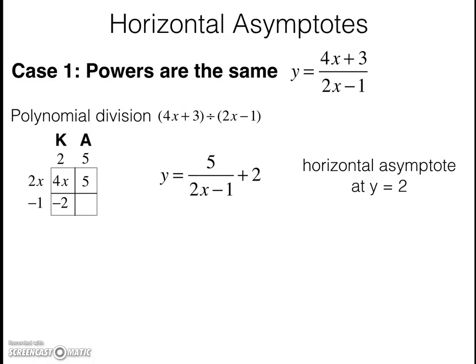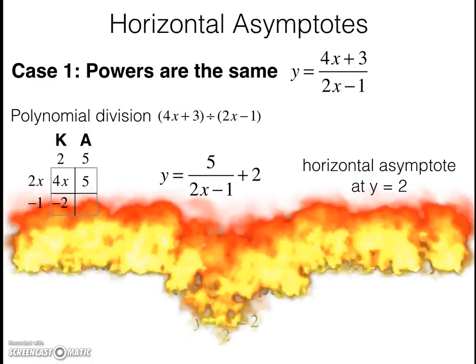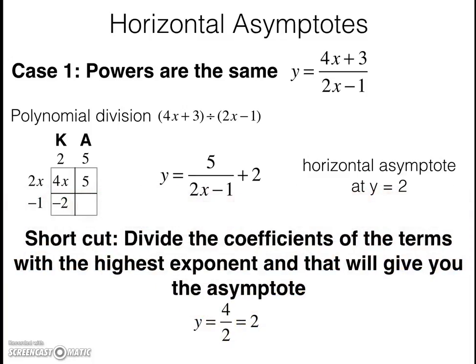There is a shortcut whenever the powers are the same, and that shortcut is to divide the coefficients of the terms with the highest exponent, which will give you the asymptote. So we could have identified the two coefficients next to the x terms, so that's 4 and 2, divided those two numbers, and we would have gotten 2 as our final answer for our asymptote.